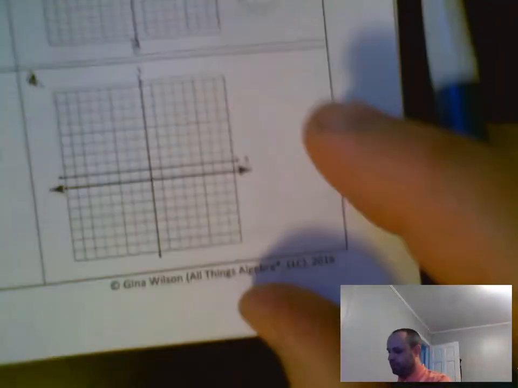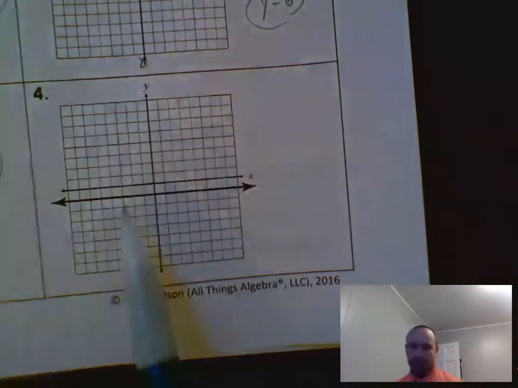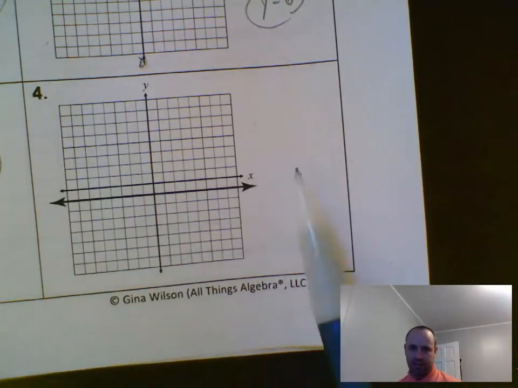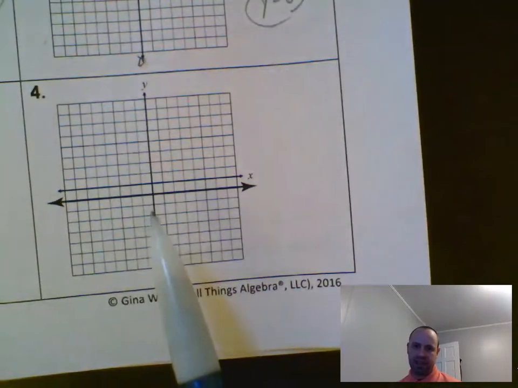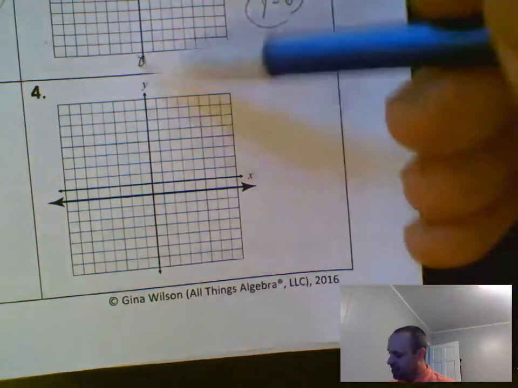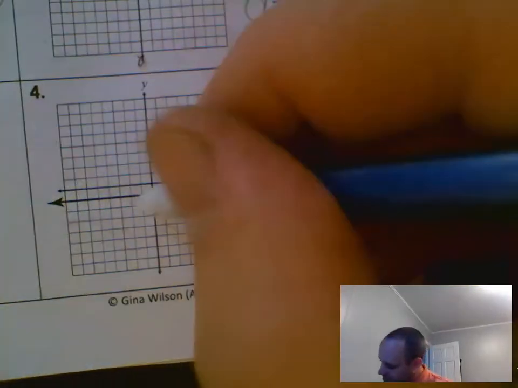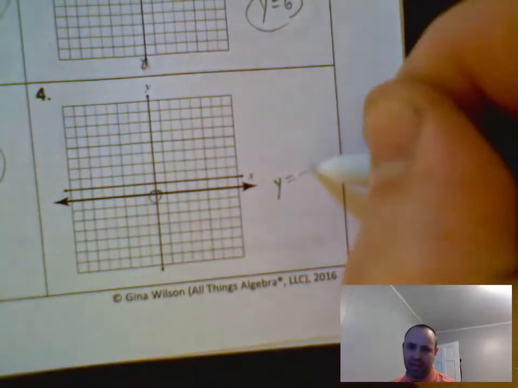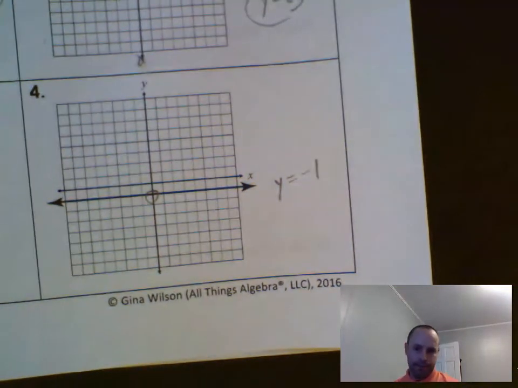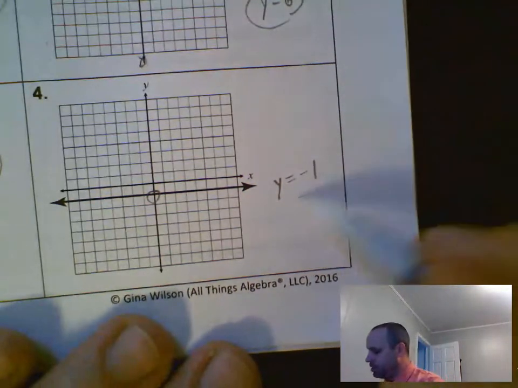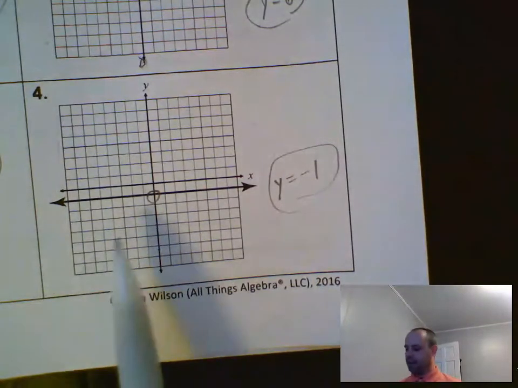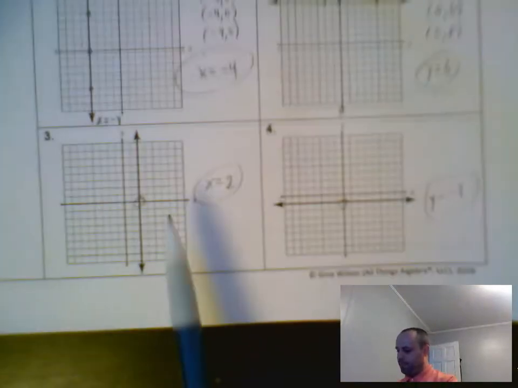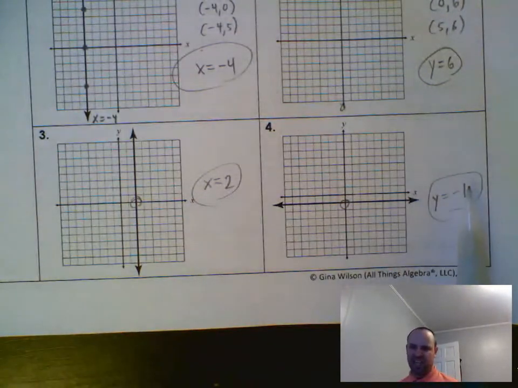How about this one? This one in number 4 never intercepts the x-axis because it runs parallel, so it's never going to cross or intercept the x-axis. But it does intercept the y-axis, and it intercepts right here, okay? And that would be y equals -1. That's your answer, okay? So if you like this way better, then you can show your work by circling the intercept and telling me what the equation of the line is.